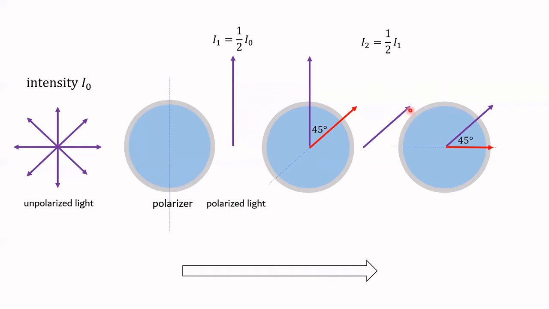Now I've redrawn the field coming out of the second filter on top of the third filter, and I'm looking again at the component of that field which is parallel to the new polarizing axis. That's the only component which gets passed by the filter. This component would not get passed. And I redraw it finally over here. See, same length as this component.